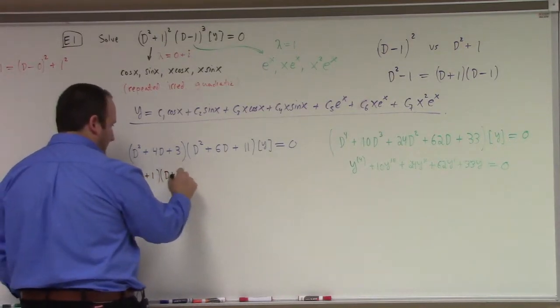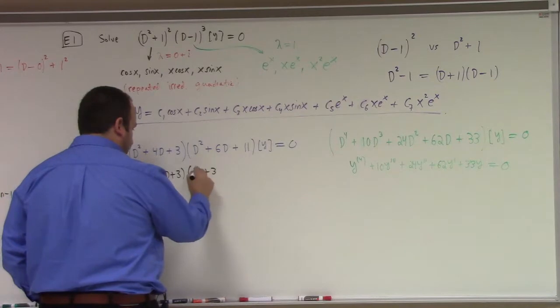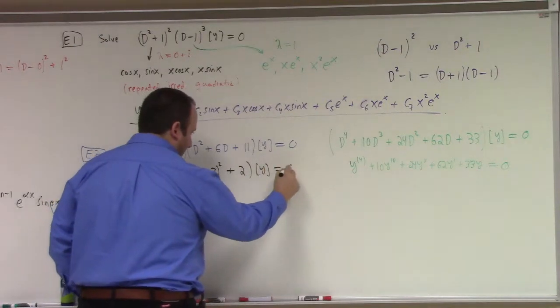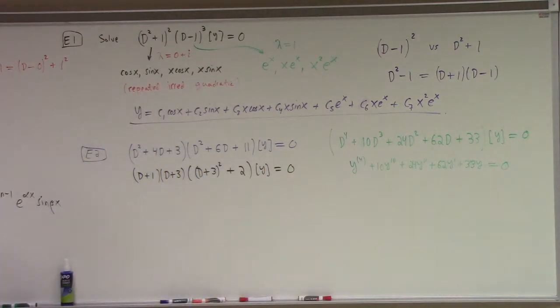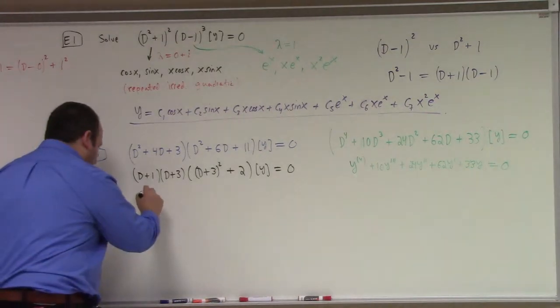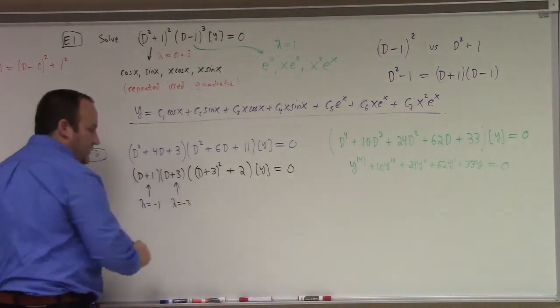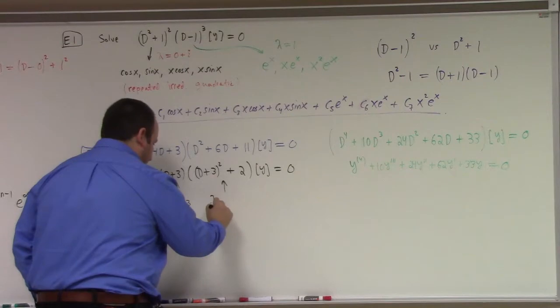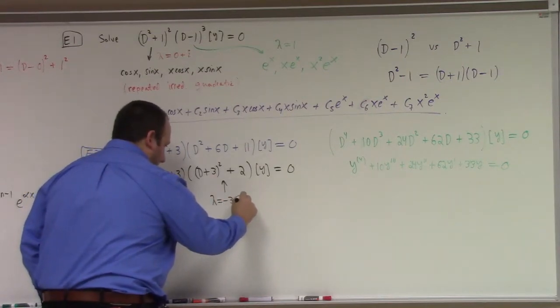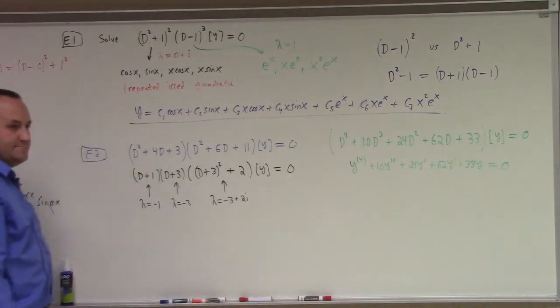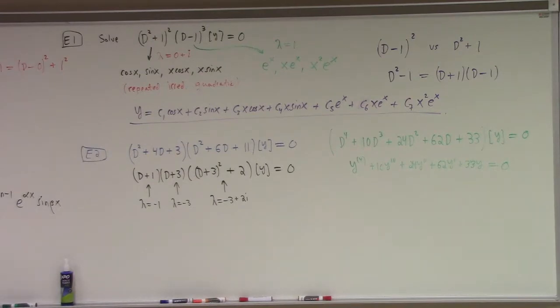This factors, right? This does not. When we complete the square, we get this, right? So you can look at it like this. This is lambda equals minus 1. This is lambda equals minus 3. And this one right here is lambda equals minus 3 plus or minus 2i. But I'm going to choose the plus because I can. So once I recognize that, I use the things we derived last time, and I write down the answer.